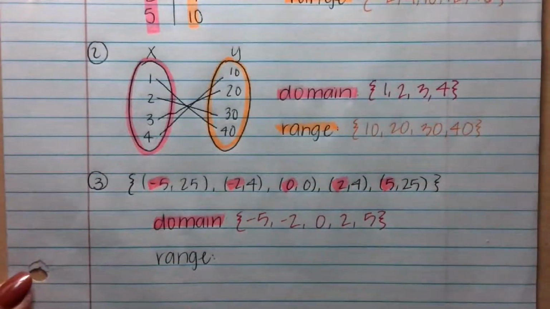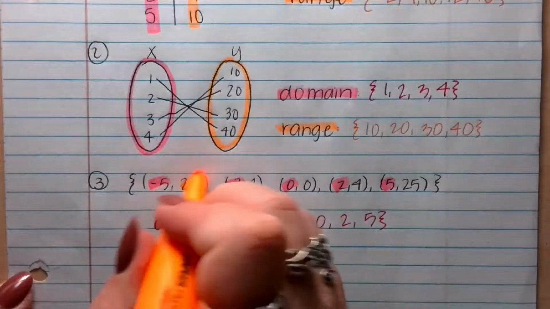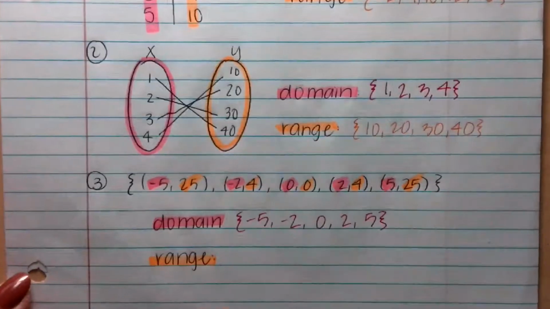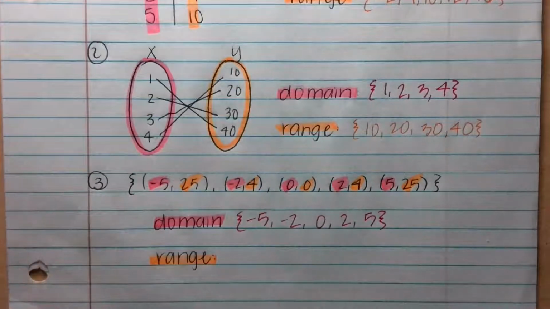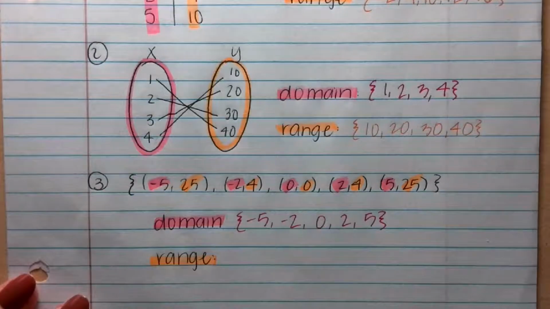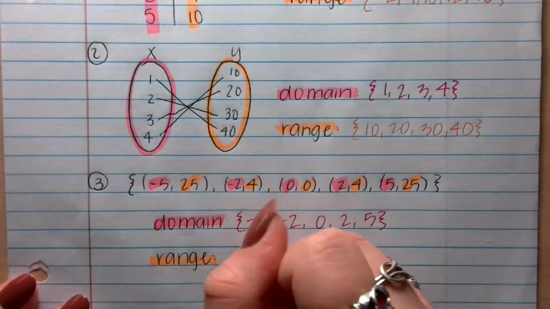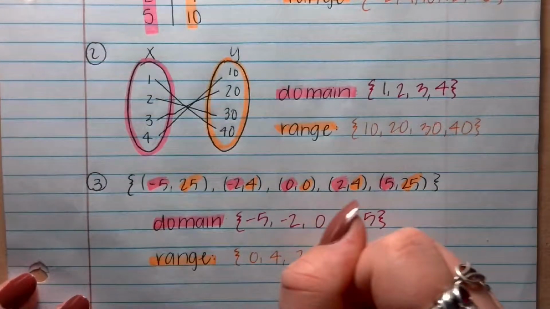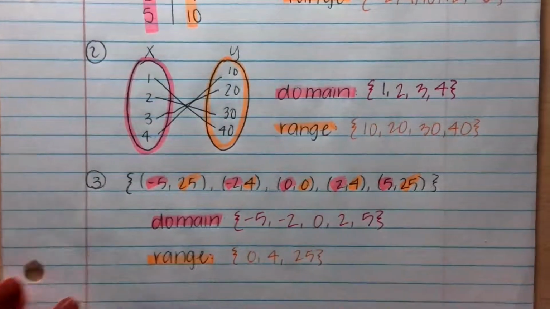And up next we have our range. 25, 4, 0, 4, 25. So what's different with this example than what we've seen previously is we actually have values repeating in our range. We do not have to write them multiple times. We can just write this as 0, 4, and 25.